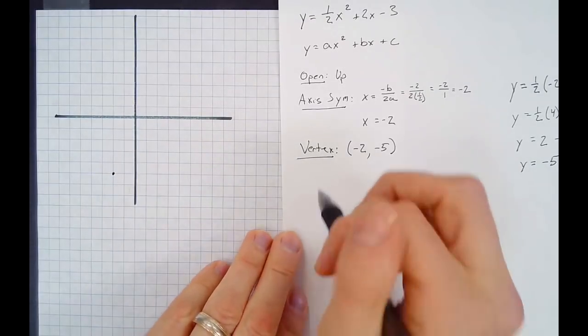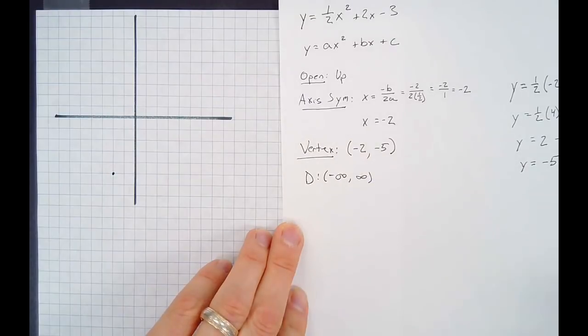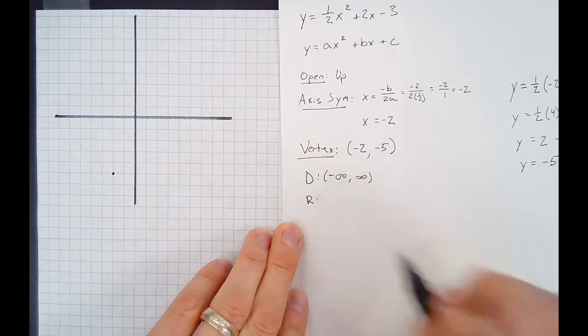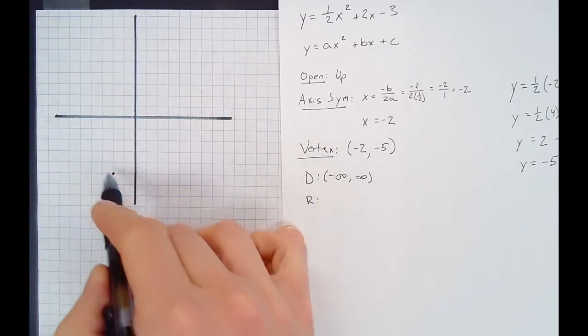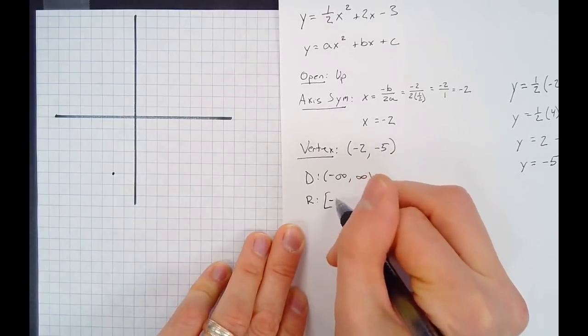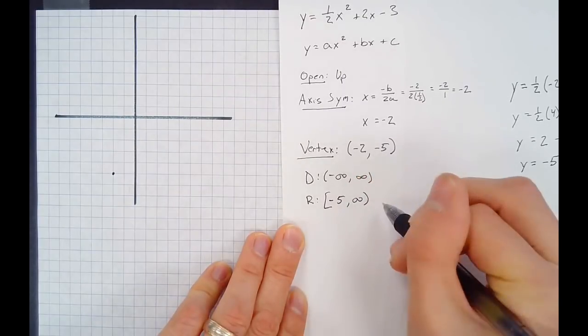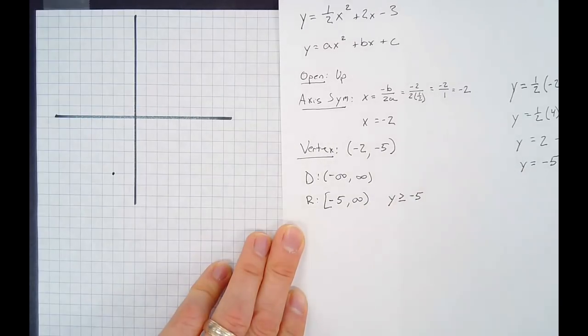Okay. The domain, all real numbers for a quadratic. We knew that already. The range, I figured that out. This thing opens up. So again, I know that it looks a little bit like this. So my range is going to be negative 5 to infinity. Or if I wrote it as an inequality, y is greater than or equal to negative 5.